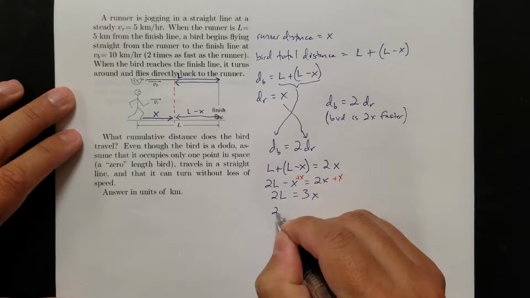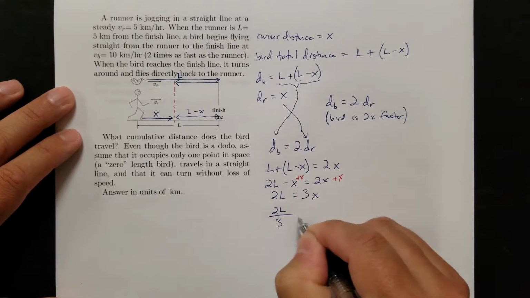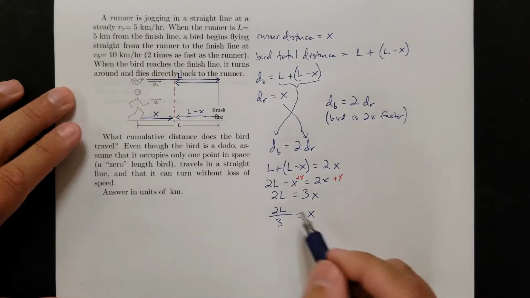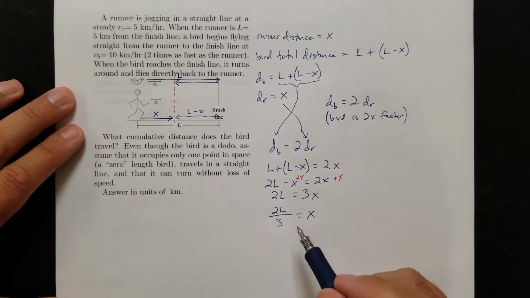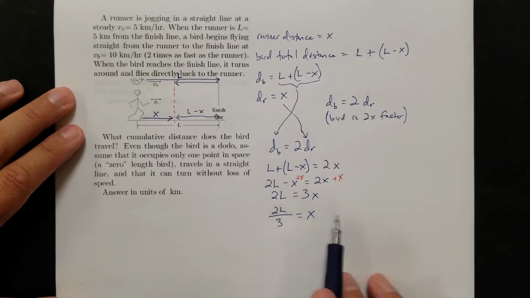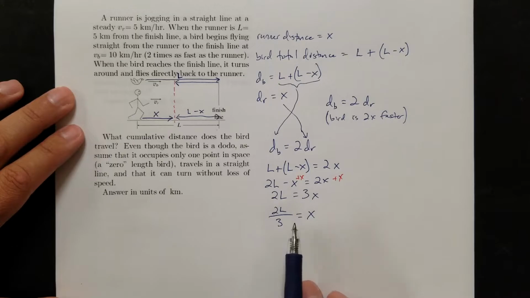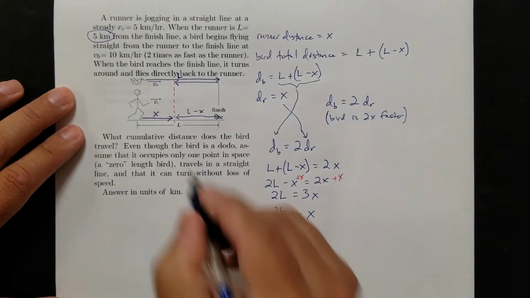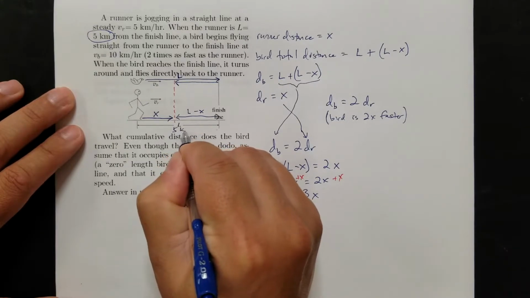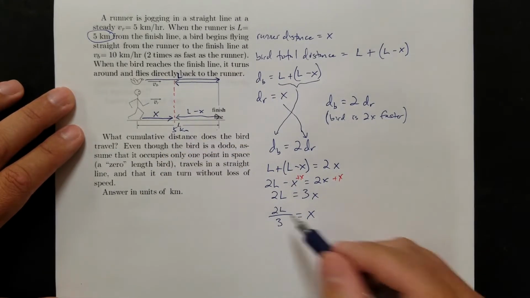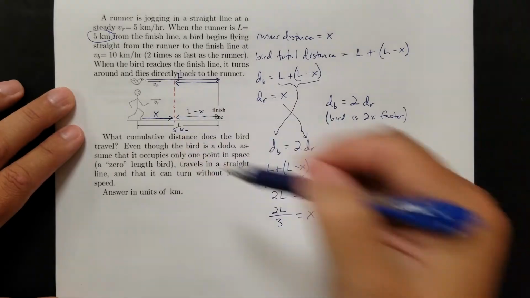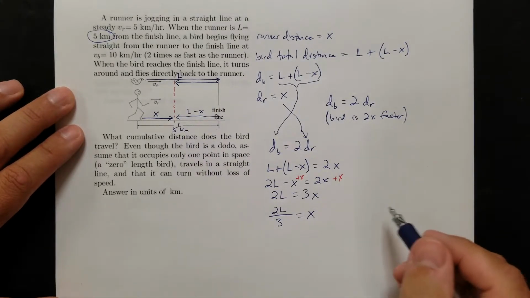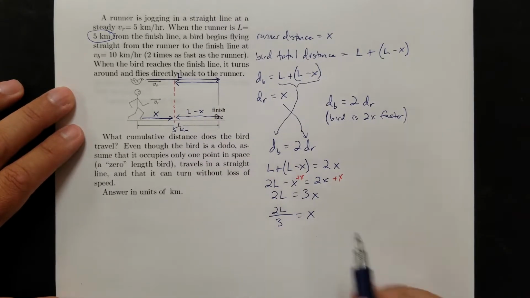So that means 2L over 3 equals x, right? Because I just did this in terms of L's, but if you look, my L is 5 kilometers. So mine says this distance is 5 kilometers. Now that I've solved this, I can just take 5 kilometers and plug it in here, and I can get the number of kilometers my bird went, right?